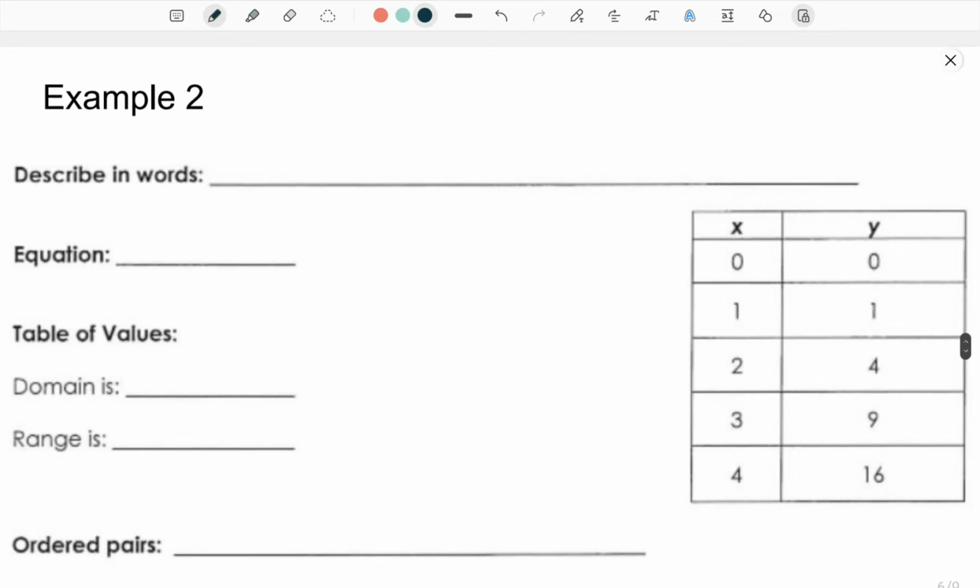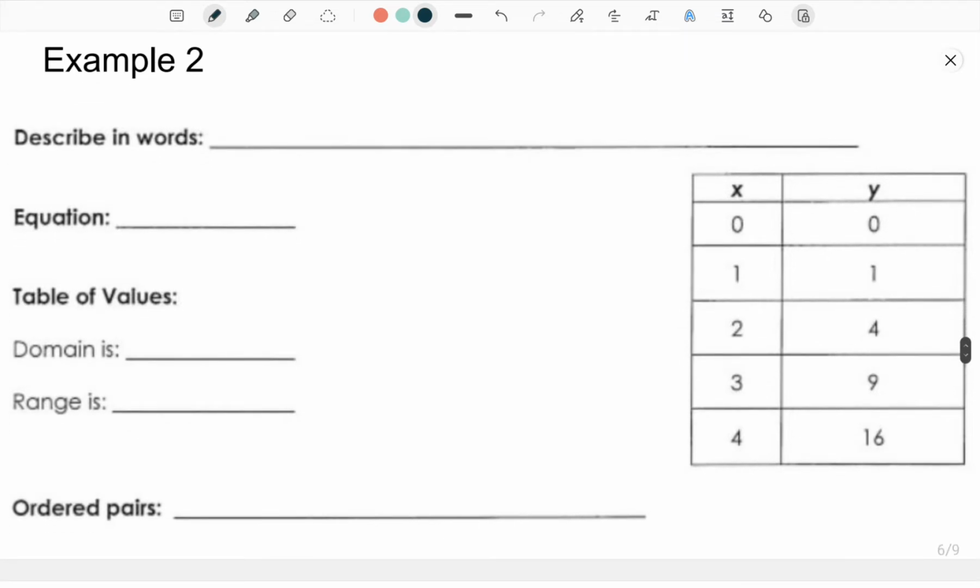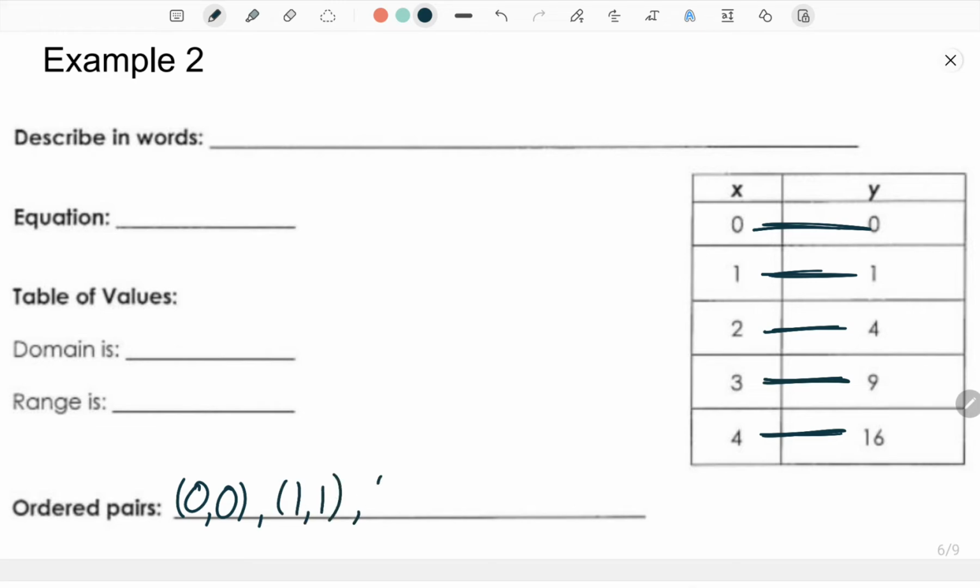Okay, so let's look at this one more time. So in this case, we are now given the table of values. So we won't necessarily be given the same starting point, but we want to be able to figure out how we can describe it in these different ways as long as we're given some sort of information. So if we're given this starting point, we can start with writing down our ordered pairs. We have the point 0, 0. Again, we're just matching up the 2 side by side. The 2 side by side give us our points. So 1, 1, 2, 4, 3, 9, and 4, 16.